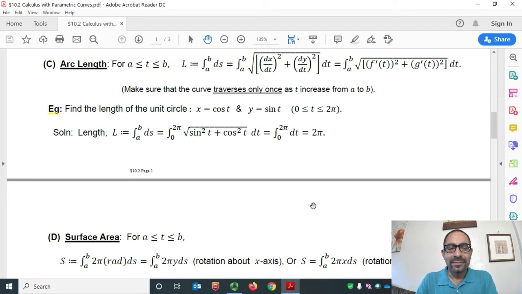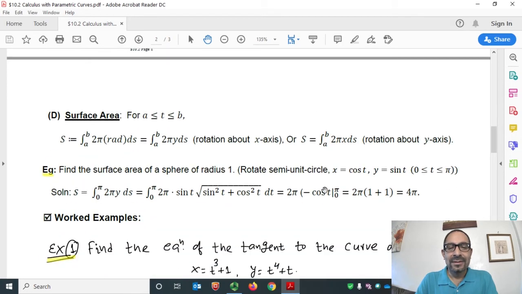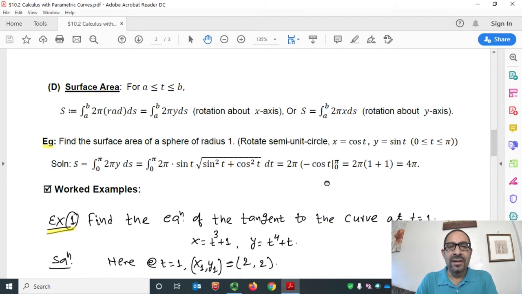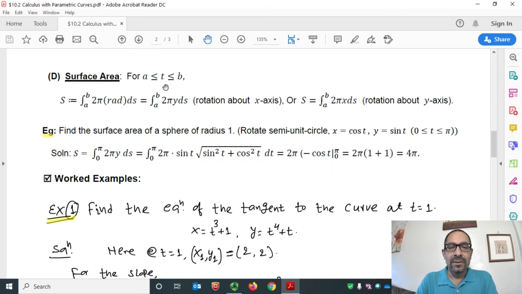Great. Let's move on. Next, let's talk about surface area. So for t in between a and b, the surface area S equals the definite integral of 2 pi radius times ds. So for surface area, our integral is with respect to arc length.